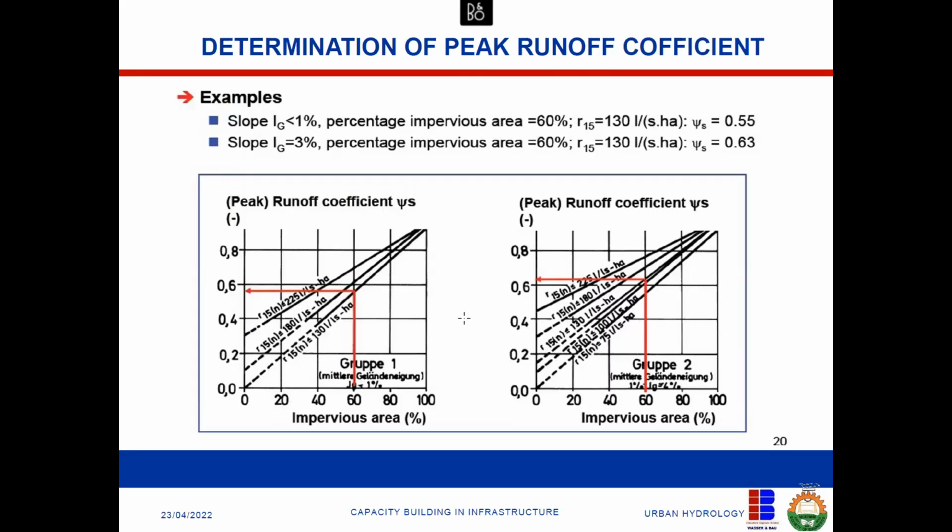Now, the slope of a place affects the rate of runoff. Here you could see the more sloping an area is, the more the runoff. For instance, for a slope less than 1%, and an impervious area, meaning the area that will not allow water to penetrate, the area contributing to runoff or discharge, of 60%, and a rainfall intensity of 130 liters per second per hectare, the peak runoff coefficient will be 0.55. What this 0.55 means is that 55% of the area is contributing to runoff.